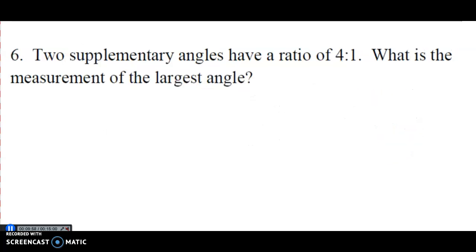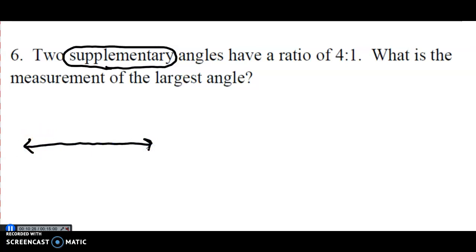Number 6 is going to be very similar. This is two supplementary angles have a ratio of 4 to 1. What is the measurement of the largest angle? Again, the strategy for a geometric word problem is looking for the most important word in here that indicates how to basically go about it, and that's supplementary. Supplementary, of course, means they equal 180 degrees. So I'm going to draw a straight angle.